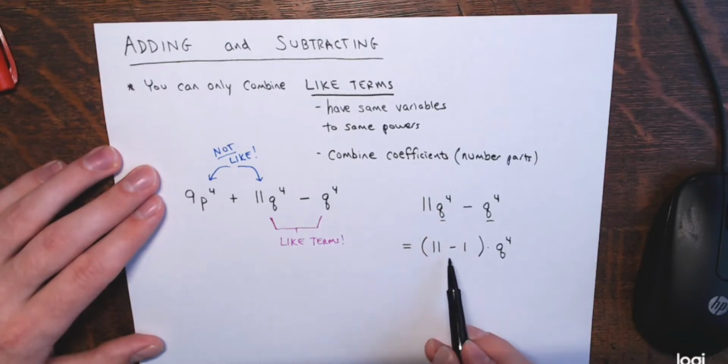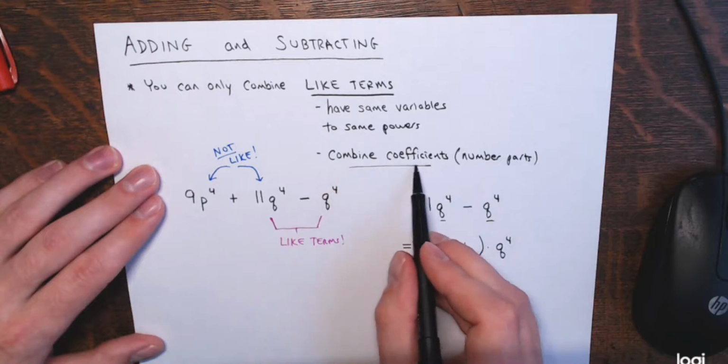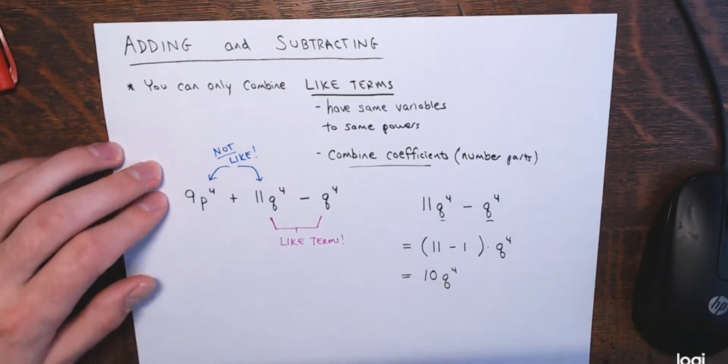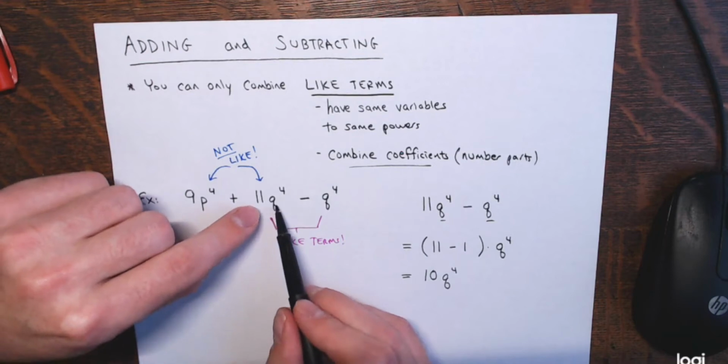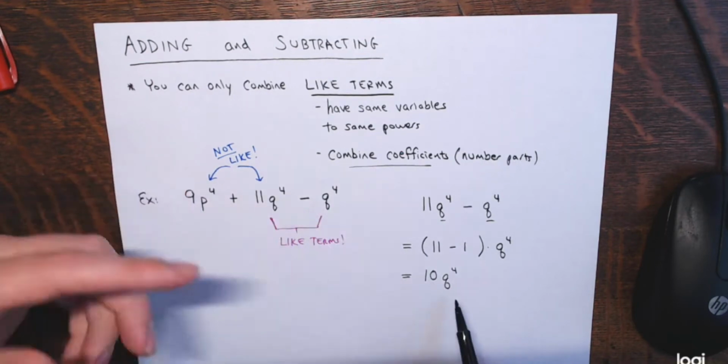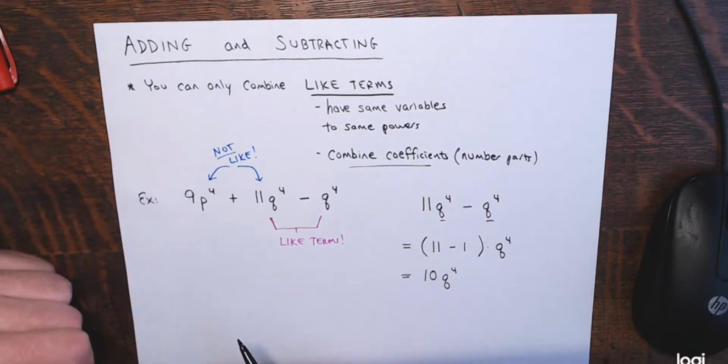And this is what I mean by combine the coefficients, combine the number parts. 11 minus 1 is 10. So we have 10 q to the fourth. Right? If I have 11 something, like 11 apples, and I take away 1 apple, I have 10 apples. That's basically what's happening here, described in very simple terms.